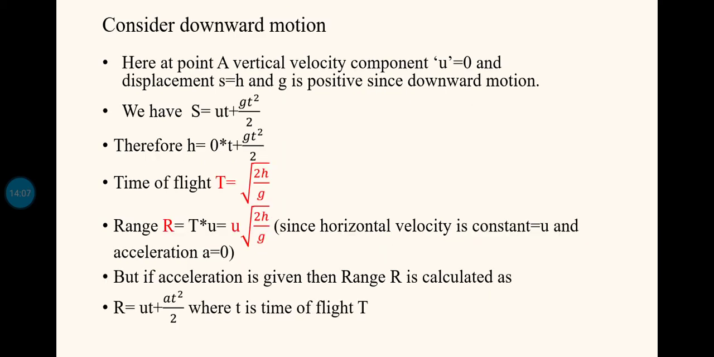So R is equal to time of flight into u, that is u into root 2h by g, since horizontal velocity is constant and equal to u, and acceleration a is equal to 0. As I have already explained, s is equal to ut plus half at square is the actual equation, but the acceleration along the horizontal direction is assumed as 0. There is no acceleration along the horizontal direction, therefore that term becomes 0. So the distance will be u into capital T. That is the equation for range.